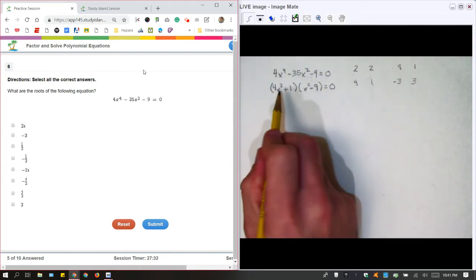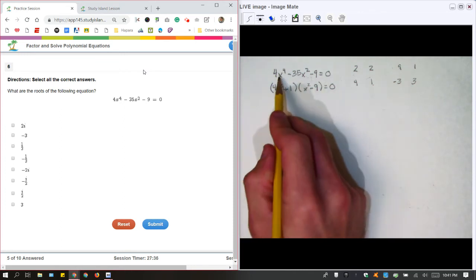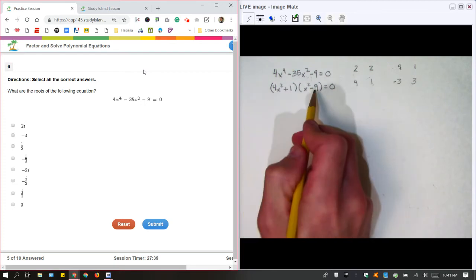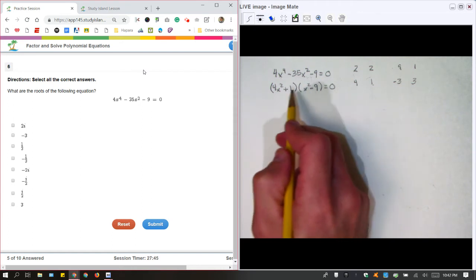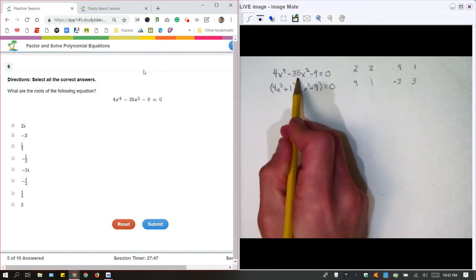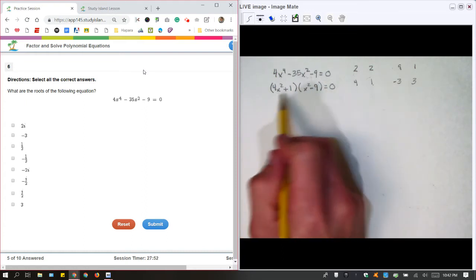So just to double check and make sure we understand why that worked out, 4x squared times x squared is 4x to the fourth. 4x squared times negative 9 is negative 36x squared. 1 times x squared is 1x squared. Combine that with our negative 36x squared, and we have negative 35x squared. And then finally, 1 times negative 9 is negative 9. So now we can solve this.